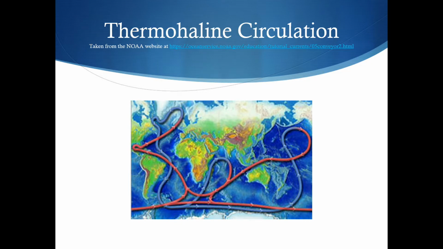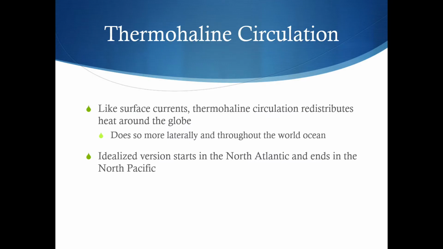So this is idealized. It's not meaning that water molecules are actually following this conveyor belt, but this is an idealized model of what thermohaline circulation might look like if we did follow a little water molecule around. Like surface currents, thermohaline circulation redistributes heat around the globe, so it's very, very important. So again, we're taking warm water and moving it around. We're taking cold water and moving it around, redistributing heat around the world.